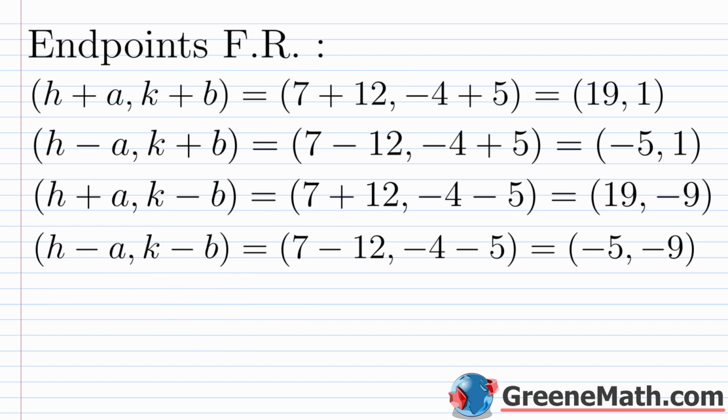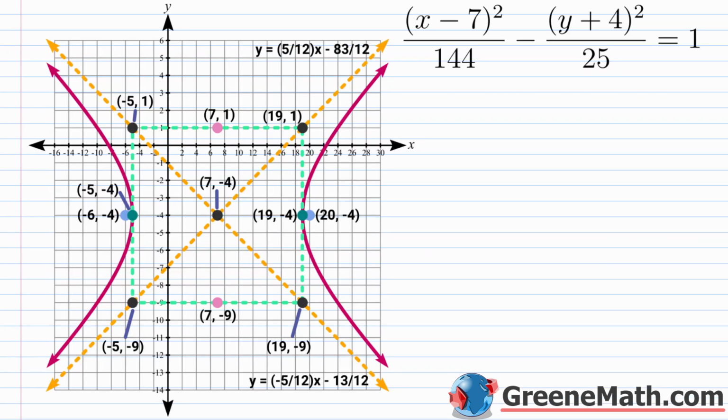And then the endpoints for the fundamental rectangle, you're going to get 19 comma 1, negative 5 comma 1, 19 comma negative 9, and negative 5 comma negative 9. All right, in terms of the graph here, it's going to be a little bit distorted because of the scale of things. Again, I left you a link on Desmos if you want to click that.